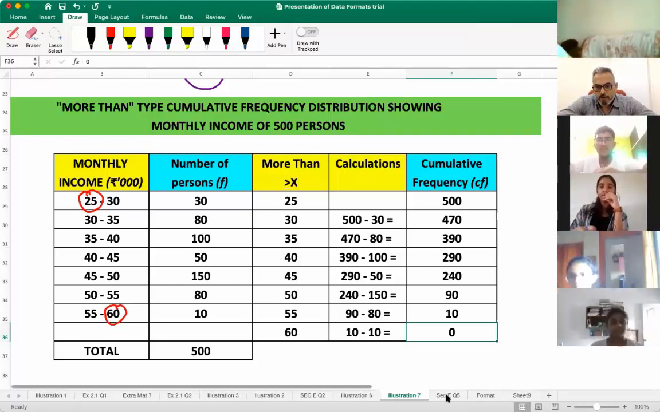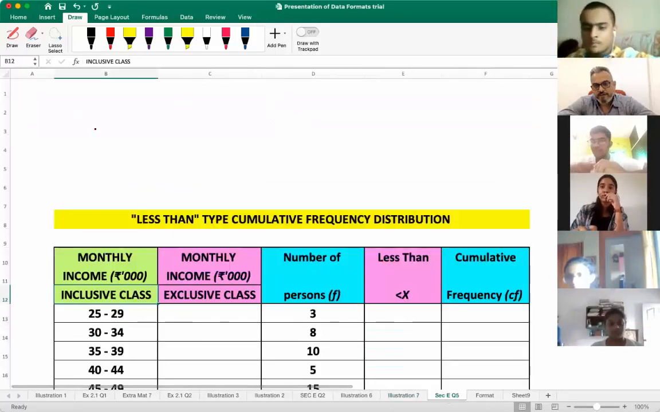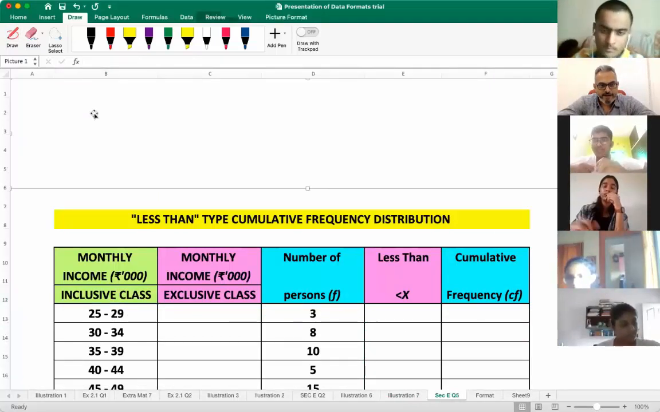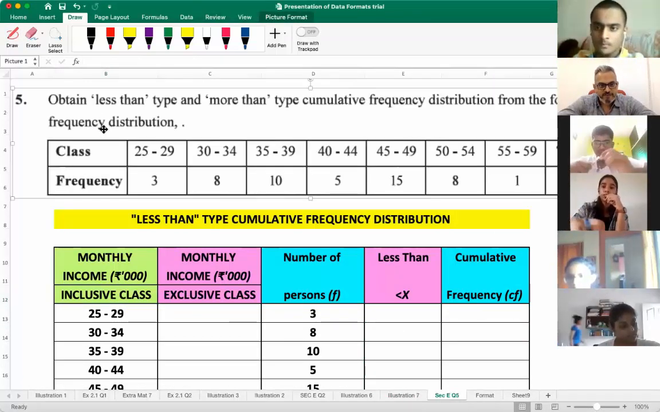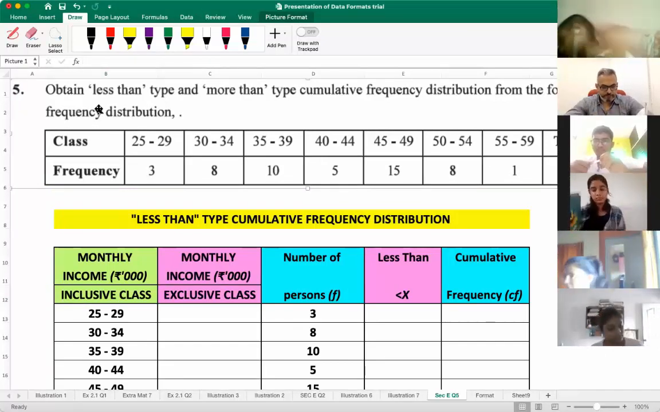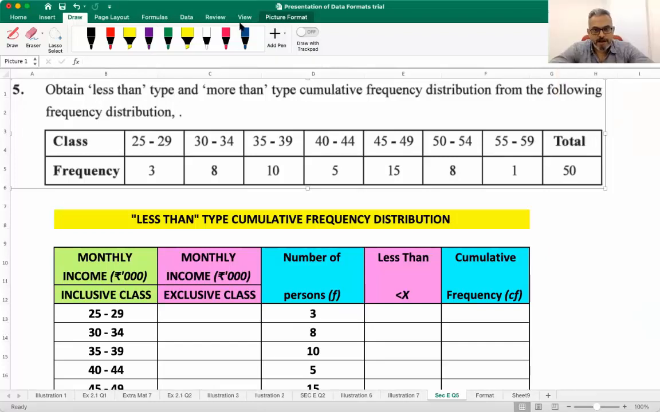We do one more sum that is very interesting, and this is from the exercise what I have selected for you, that is section E, question number 5, page number 63. Now this is a typical sum. Please mark this important.